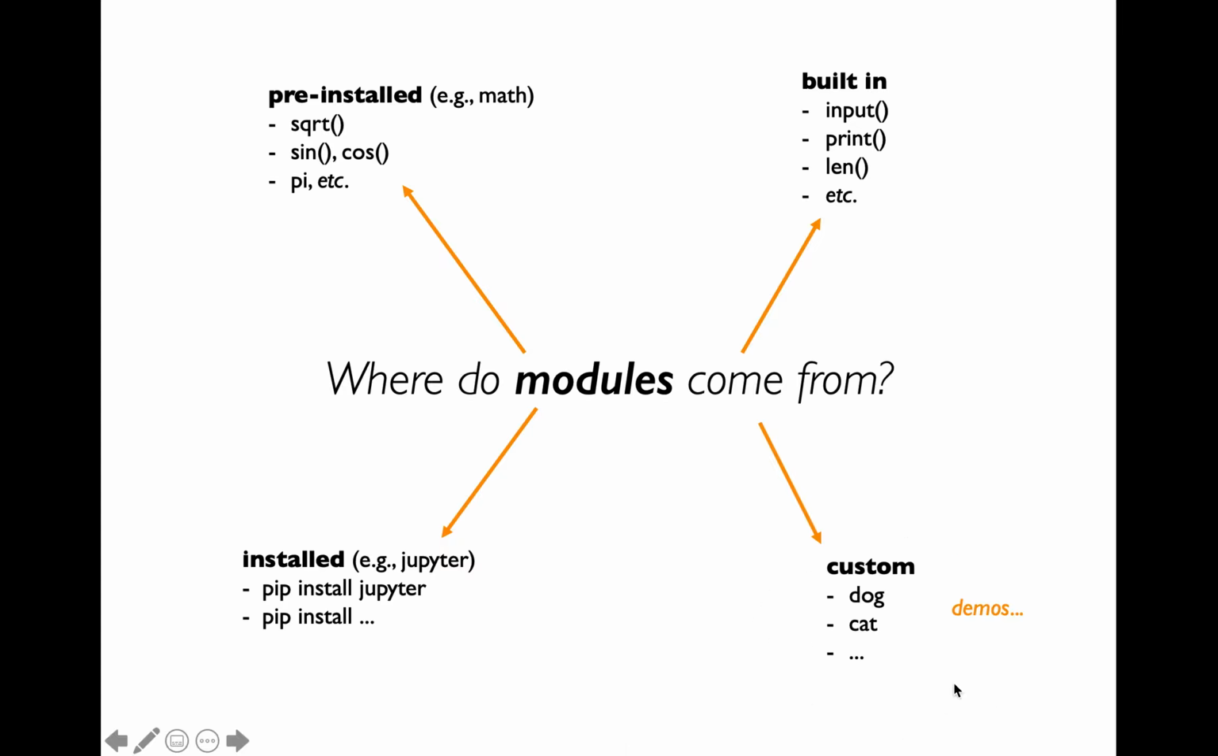The fourth category is something which is called the custom modules. Turns out that it's very easy to create our own modules in Python. Any .py script can be used as a module. We are going to go through a demo first for the dog module and then we'll go through a demo for the cat module.